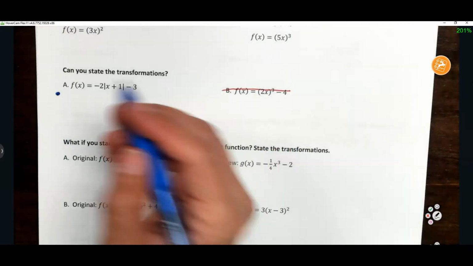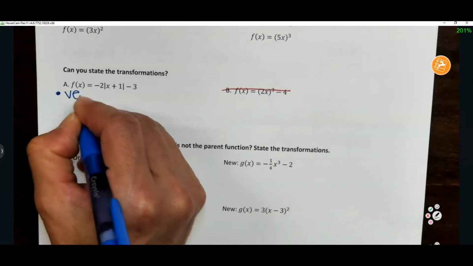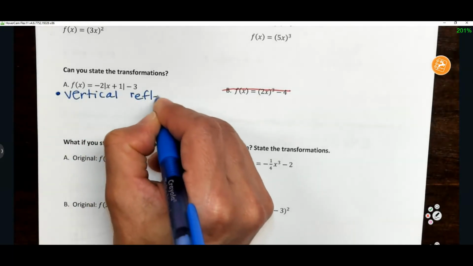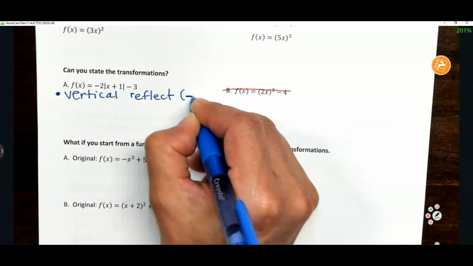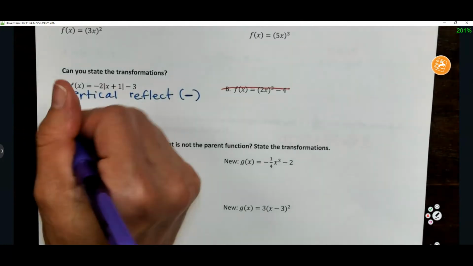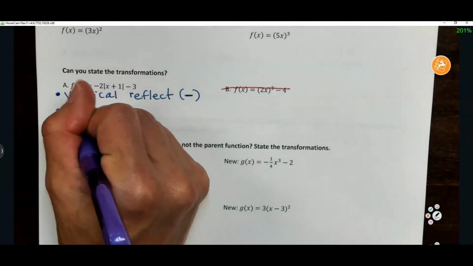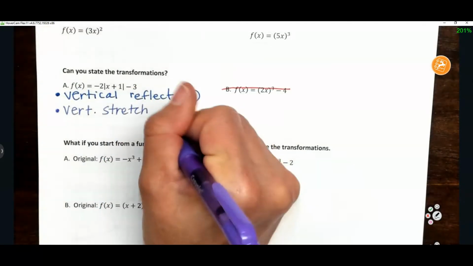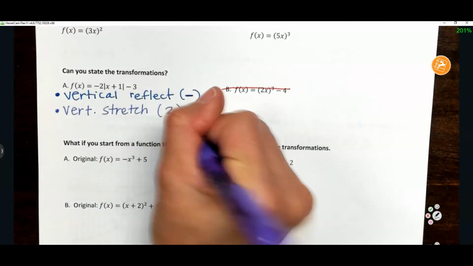You can organize it however you want. We know it's a vertical reflection because remember we had that negative sign. We know it's a vertical stretch because you had that 2 there.